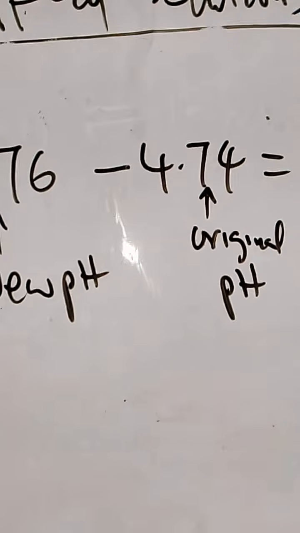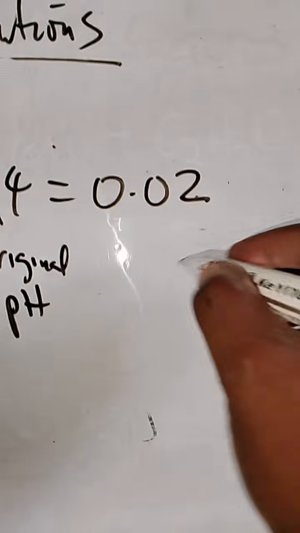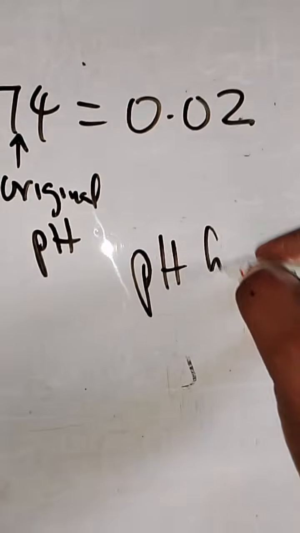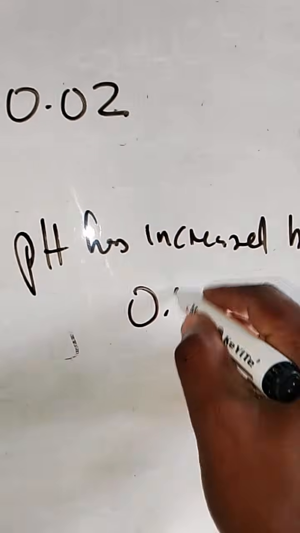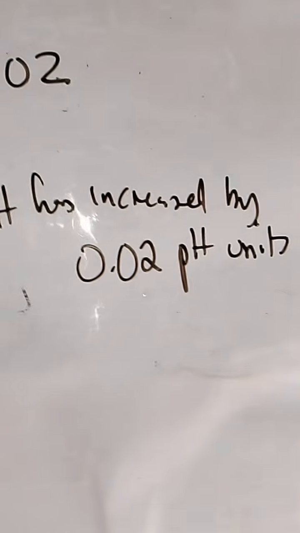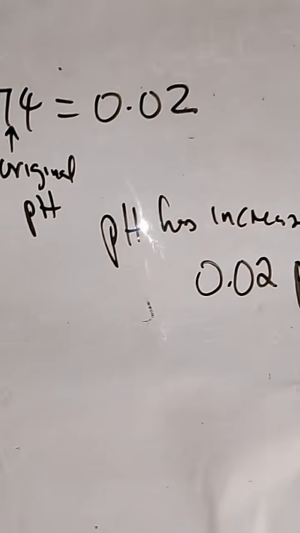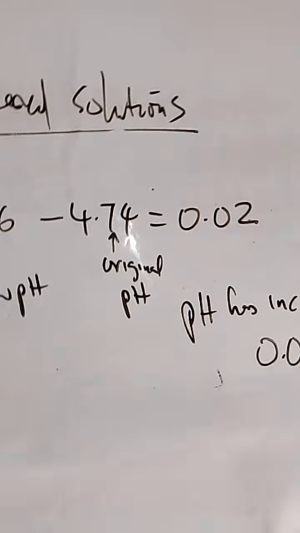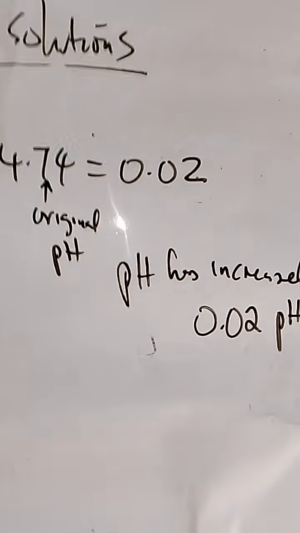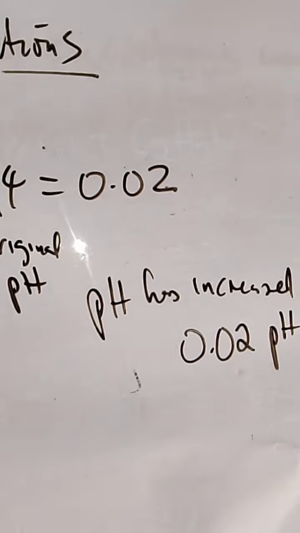Okay, so the pH has increased by 0.02 pH units. Okay, which is minimal. It's not very much. So you have seen the buffer here has resisted, though a change is there, but it's very minimal, it has resisted the change in pH.